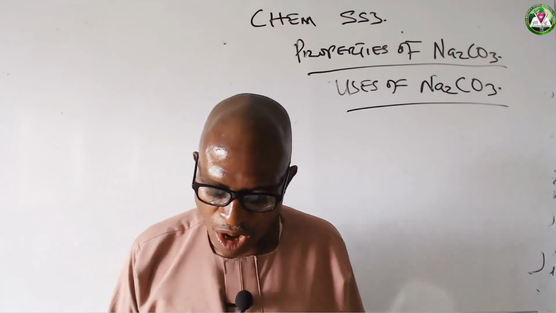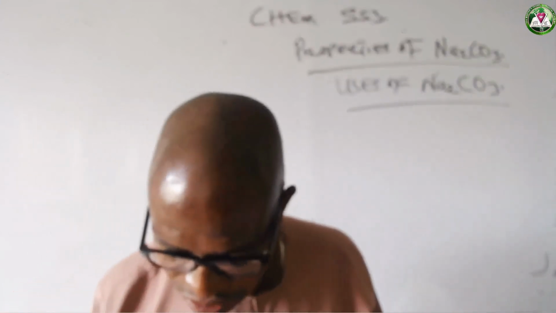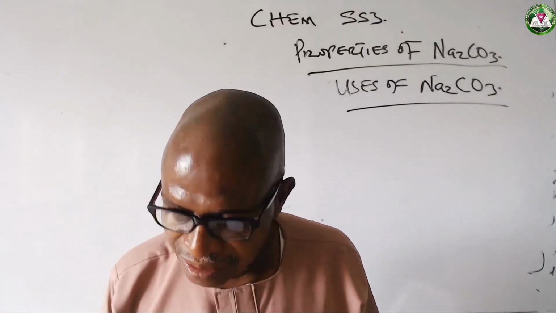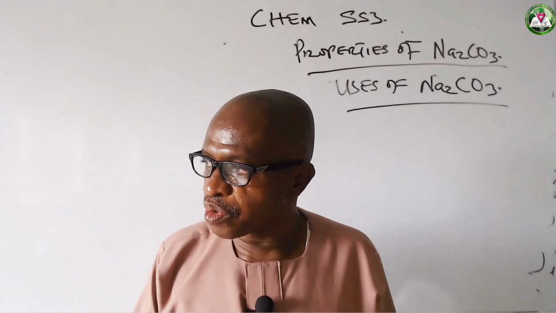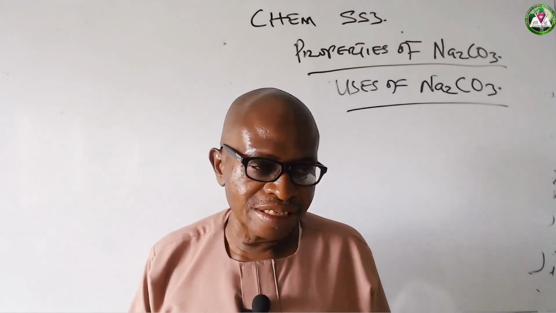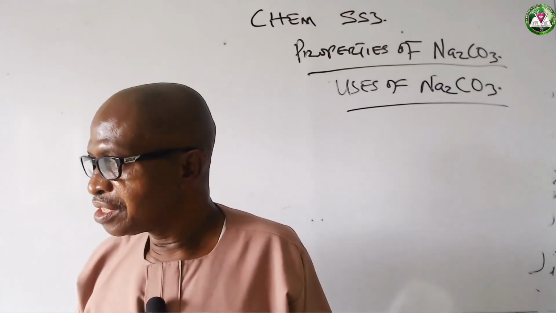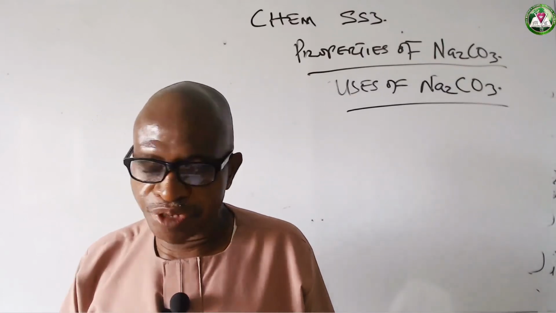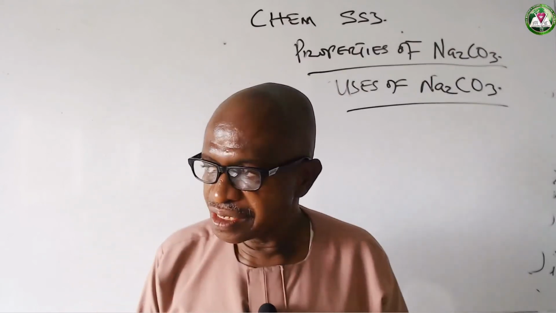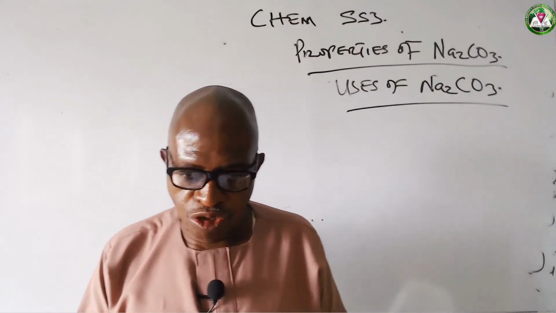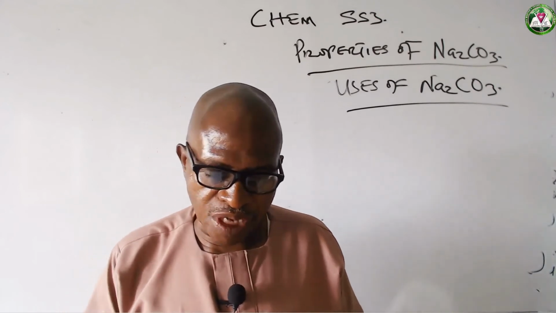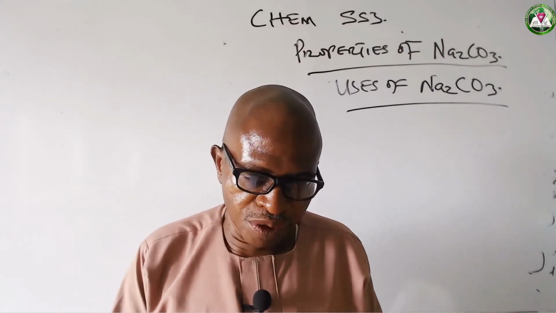Sodium trioxocarbonate 4 is also used in production of glass. It's also used in production of soap as a filler. When you produce some of these products, you need to add something that will give weight to it. Therefore, after producing your soap, you add sodium trioxocarbonate 4 to give it weight.